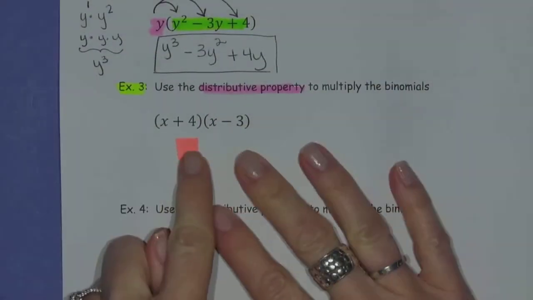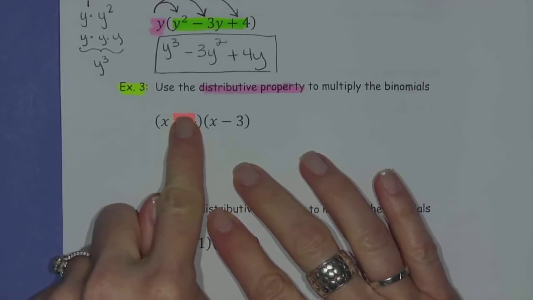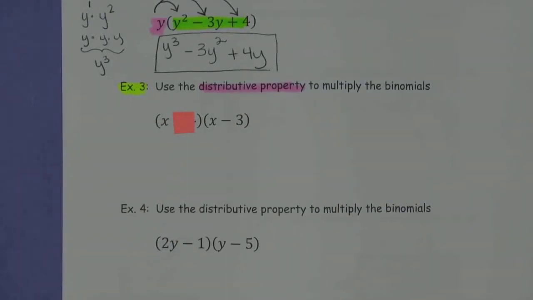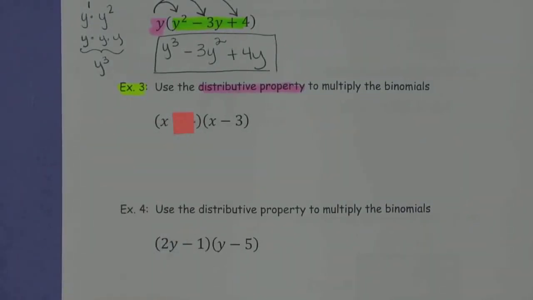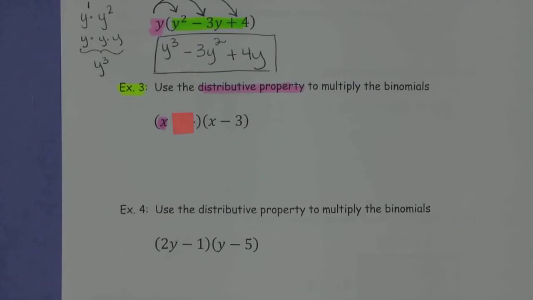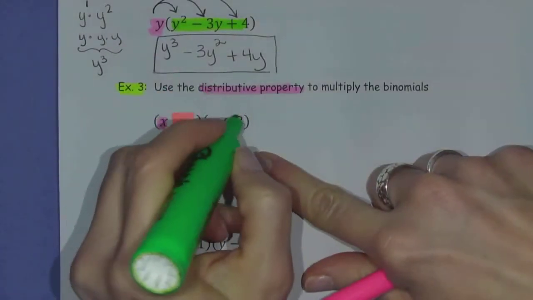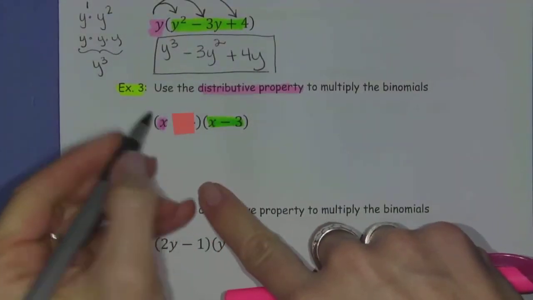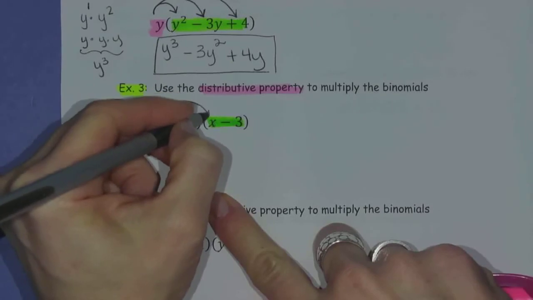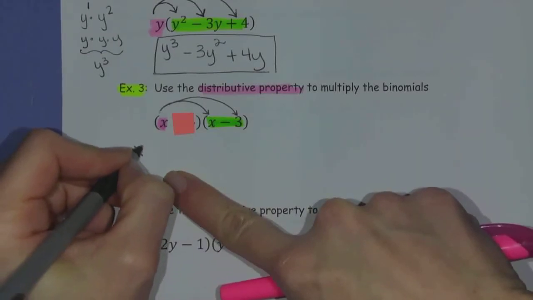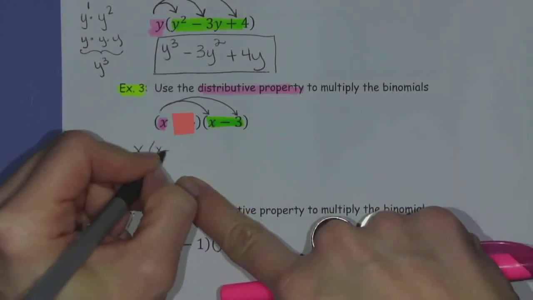I'm going to use this little piece of paper I cut here. What I'm going to do is I'm going to cover up this plus 4. So you can look at this now. You've got a monomial now. See, you have this x right here times the x minus 3 in the second quantity. So we are going to distribute this x through to the second quantity. Okay, so we're essentially going to take x times x minus 3.